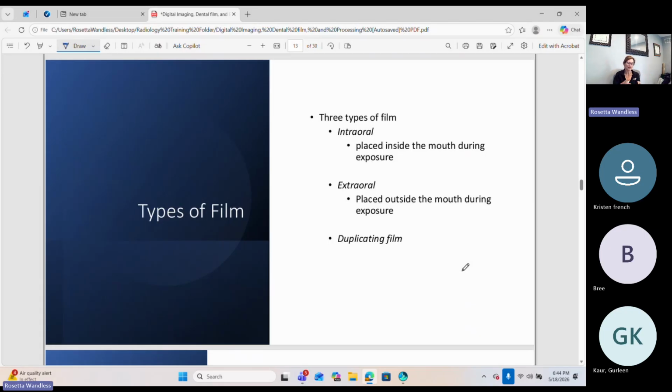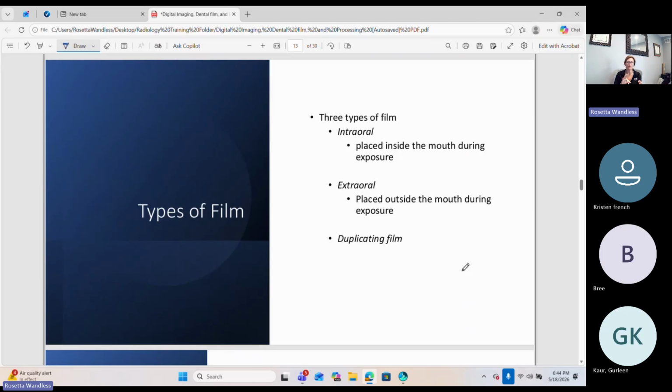That's your panoramic and your cephalometric. And we're going to talk about duplicating film. So once upon a time, when I said, oh, we're going to make a photocopy, in theory, if we had a live image and we didn't have a digital image, we would literally have to make a duplicate of that picture and send it out to people for referral, insurance.